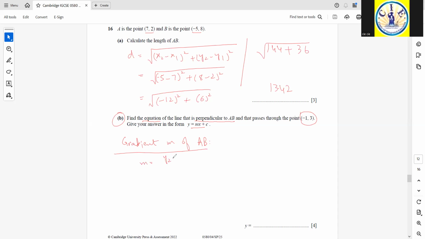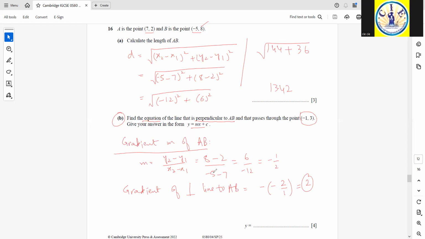M is equal to y2 minus y1 divided by x2 minus x1. Okay, the values are, this is 8 minus 2 divided by negative 5 minus 7, that is 6 divided by negative 12, and the answer is negative 1 by 2. So gradient of perpendicular line to AB, that is going to be negative reciprocal of this. So that is positive 2.